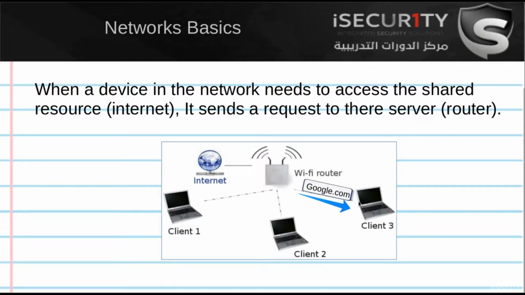So client number 3 does not have direct access to the internet. It has to go through the router, and the router is going to bring the request and send the response back to client number 3.